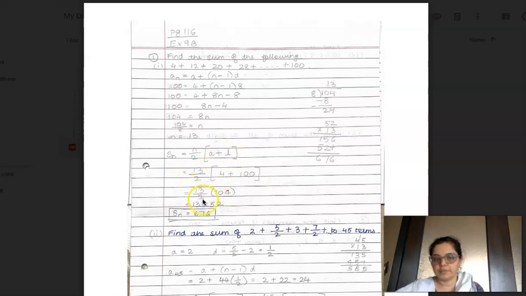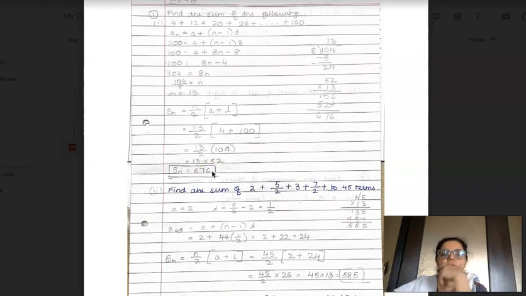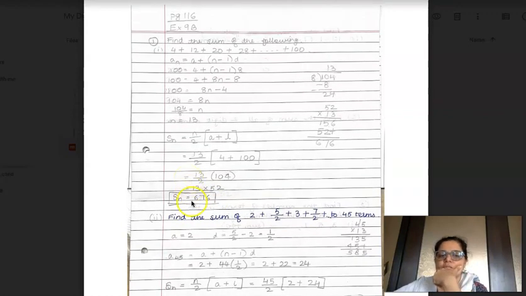It's pretty self-explanatory here. The reason I have put up the workings here is that I urge you, even when you are doing the working, please do not use calculators and do your workings like this. Coming back to this, the answer, the sum of all these numbers, is 676.